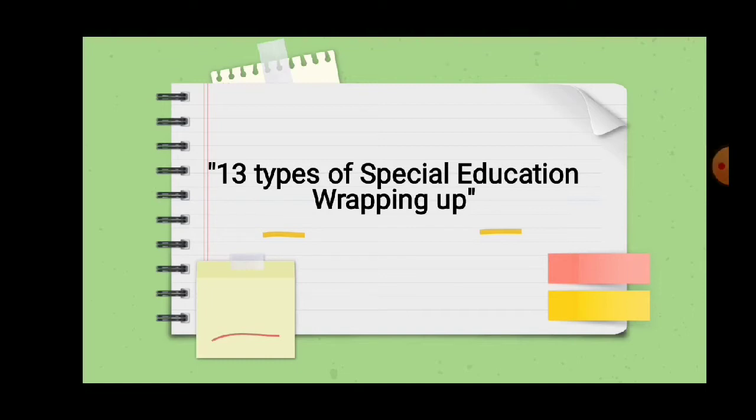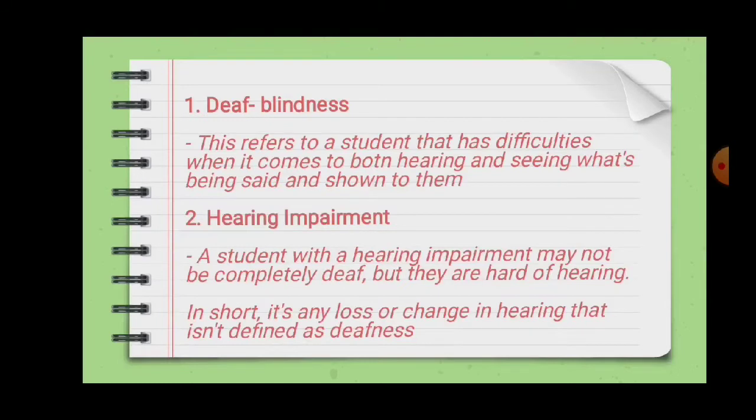So my part is the 13 types of special education wrapping up. So the number 1 is deaf blindness. This refers to a student that has difficulties when it comes to both hearing and seeing what's being said and shown to them. Number 2, hearing impairment.